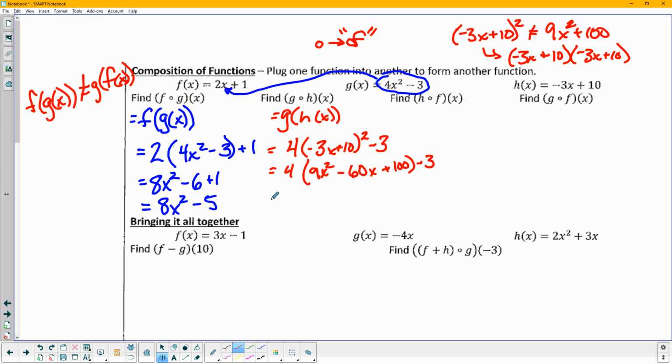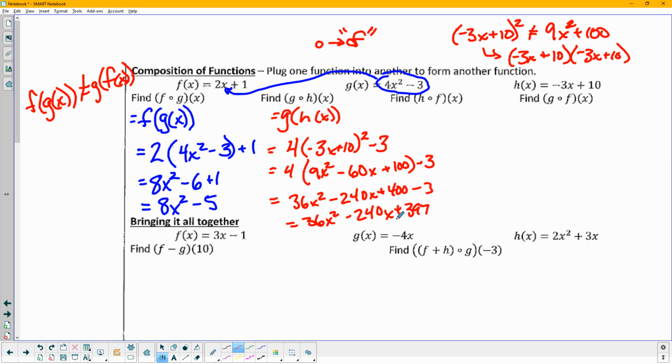It definitely is. Now I'm multiplying all this by 4, distributive property. 36x squared minus 240x plus 400 minus 3. And the only thing I have to deal with is the minus 3. So minus 240x plus 397. Okay, and that's my answer there.